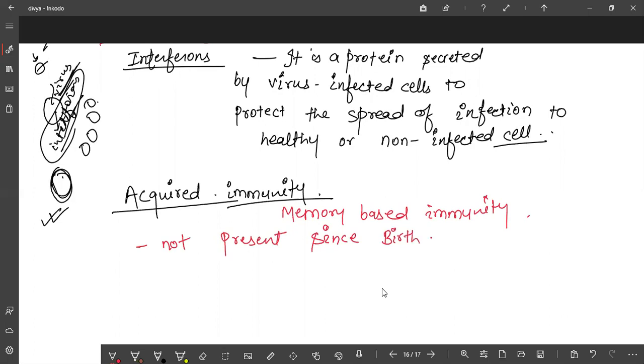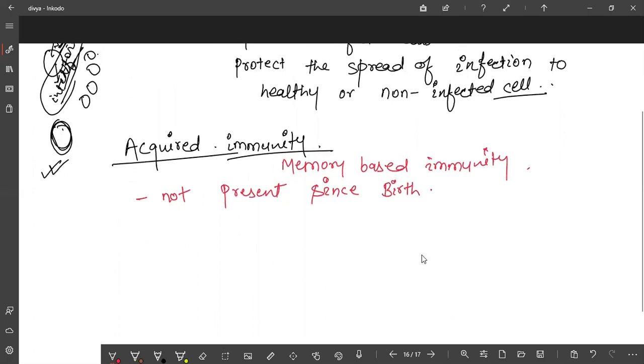Basically, the cells that help in acquired immunity are B lymphocyte and T lymphocyte. So in acquired immunity, two specific cells help, and these are B lymphocyte and T lymphocyte.